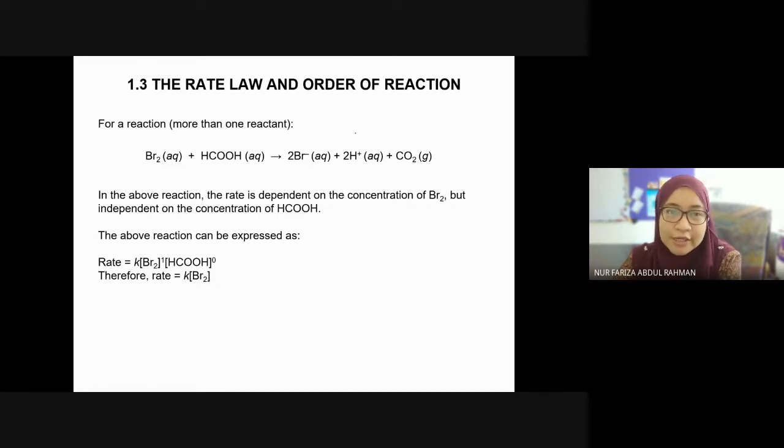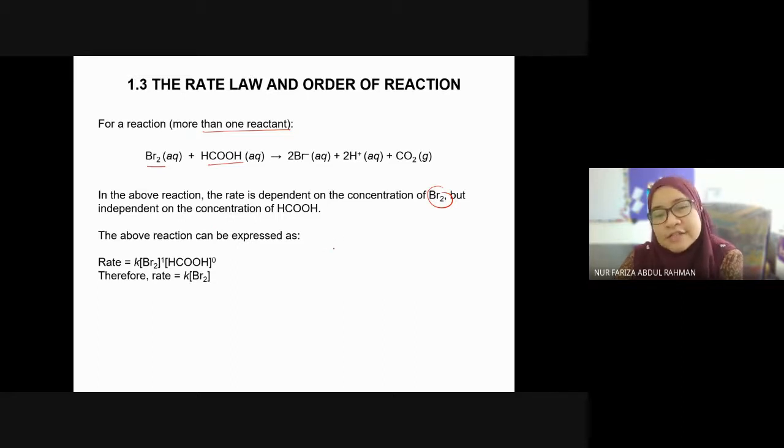Okay, alright, no problem. Let's say the question has already told us. The question says that for a reaction having more than one reactant, as you can see, we have 2 reactants. In the above reaction, read the statement carefully so that you are able to write the rate law. In the above reaction, the rate is dependent on the concentration of Br2, but independent of the concentration of HCOOH. So there we can already make a guess.